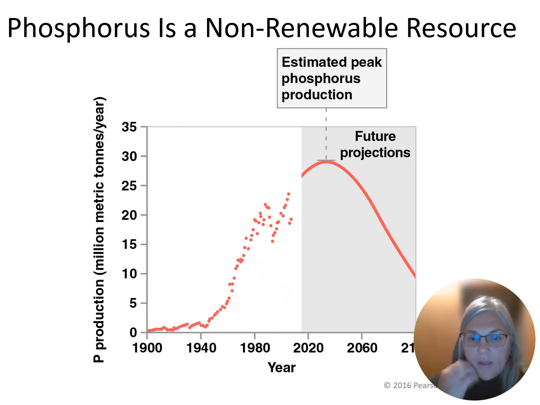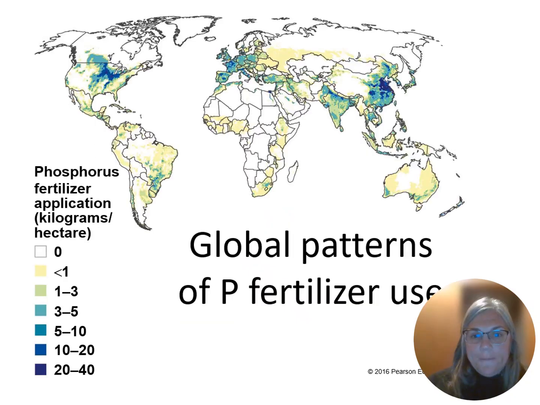And here's a graph looking at phosphorus production because of mining. We see a dramatic increase in phosphorus production after the 1940s, and it did reach a peak. Some of the reason for the decline is that the resources are declining. There's becoming less available to mine, and what is available is becoming more expensive.